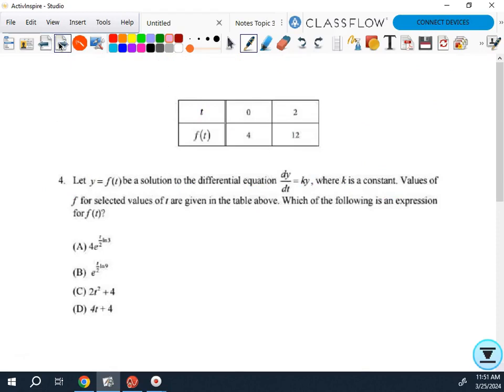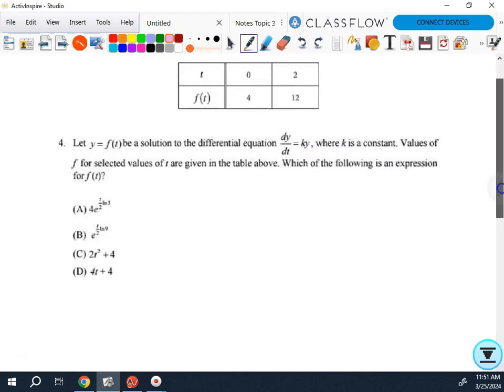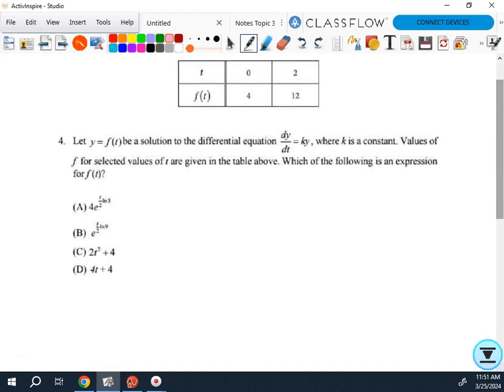Okay, number 4. So f of t is the solution to this differential equation where k is a constant. Values of f for selected values of t are given on the table above. Which of the following is an expression for f of t?